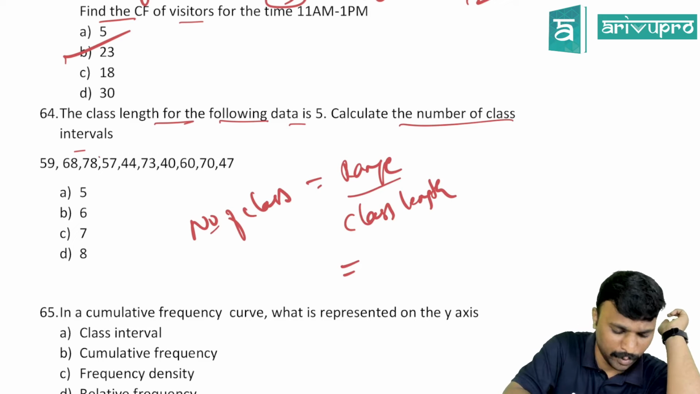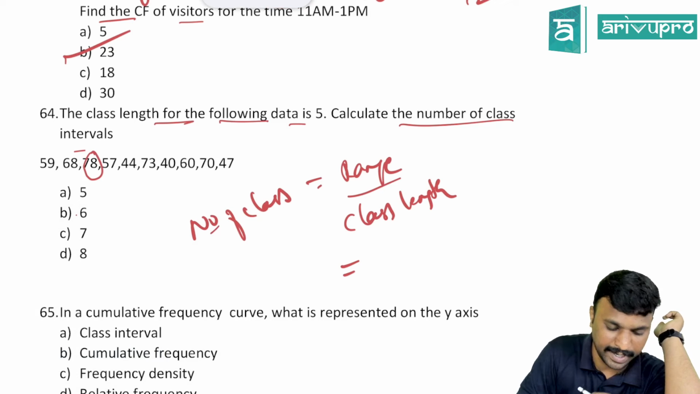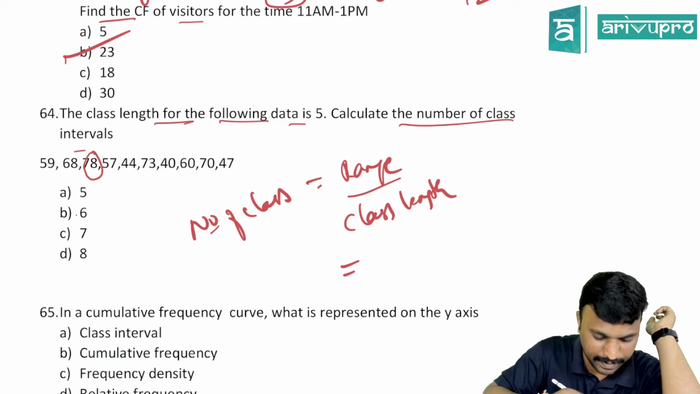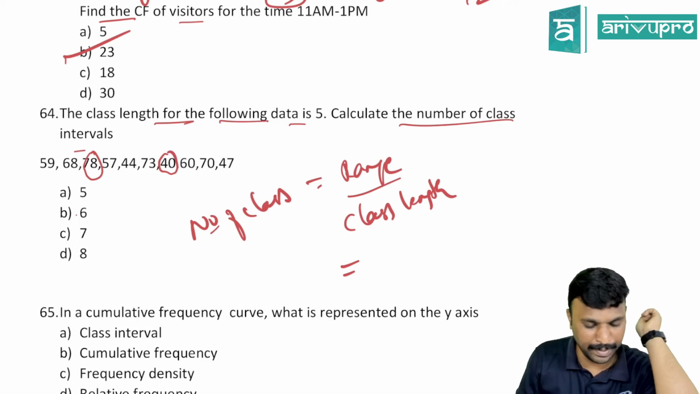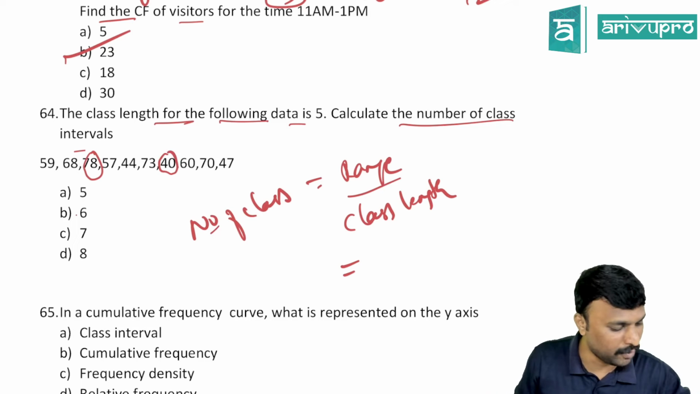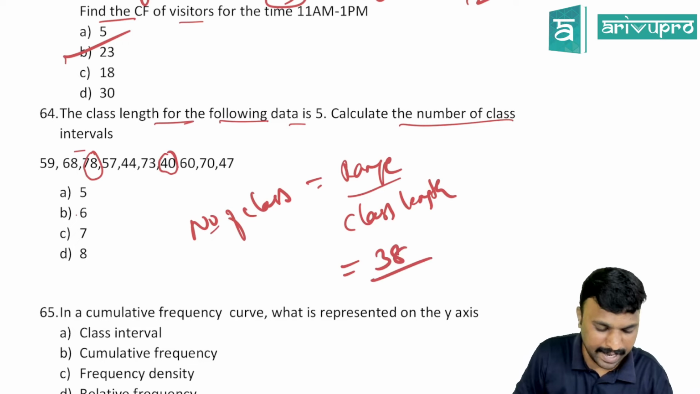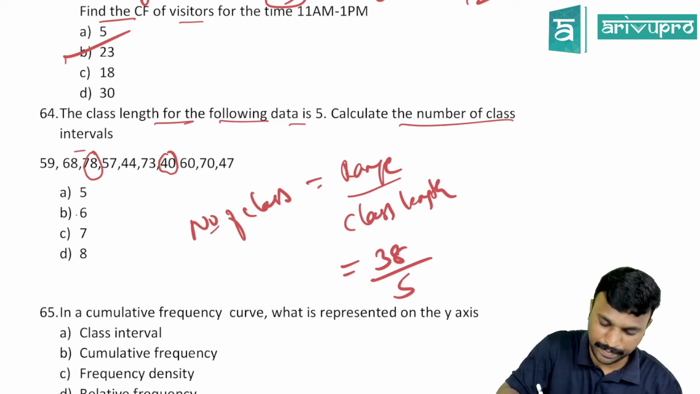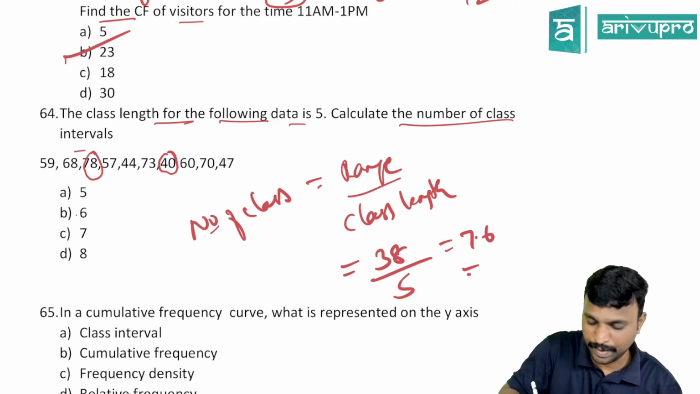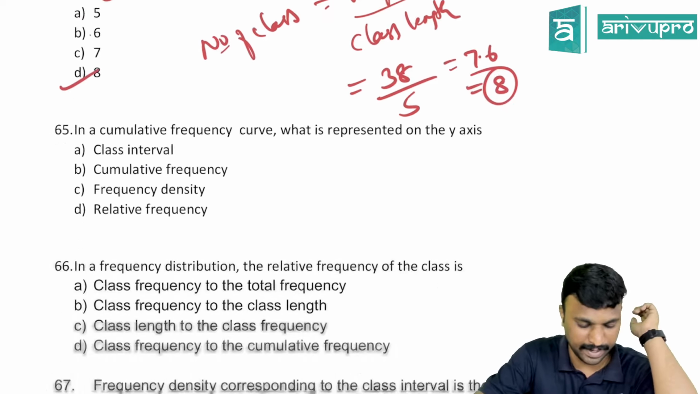What is the largest value over here? 78. Largest value over here is 78. And the smallest value over here is 40. Yes or no? There's nothing below 40 over here. So therefore, 78 minus 40 is 38. 38 is the range and the class length is how much? 5. So 38 divided by 5, if you do, you get 7.6. So you have to approximate as 8. So option D is the right answer.